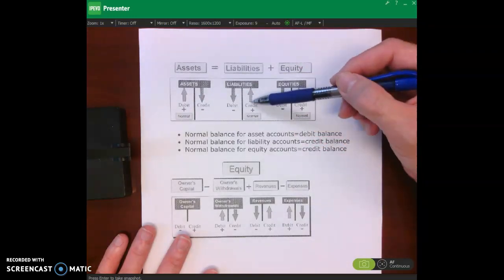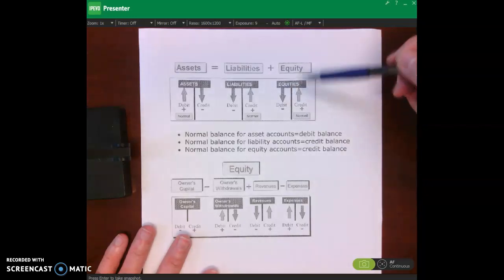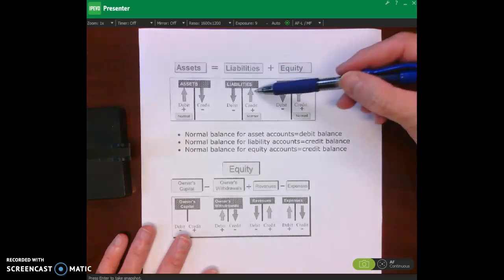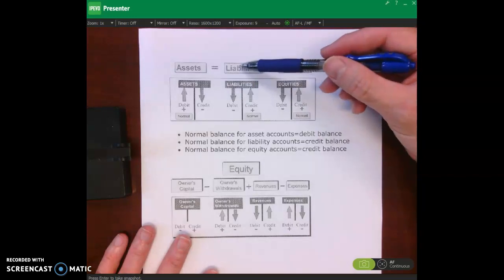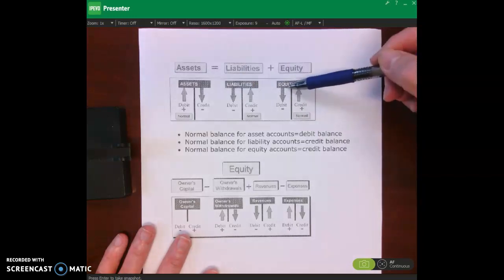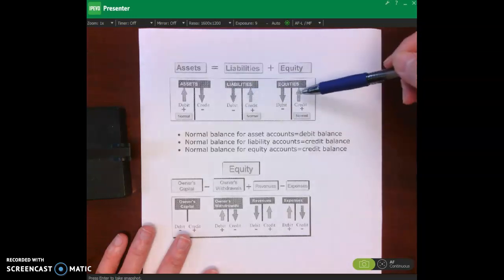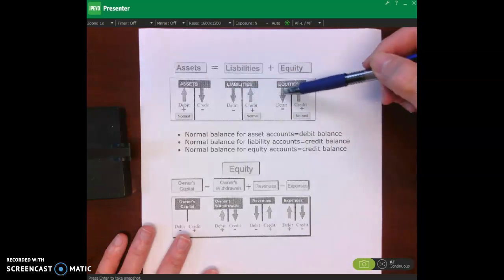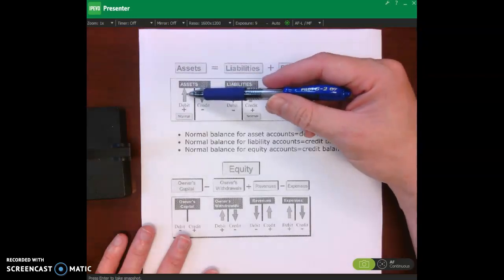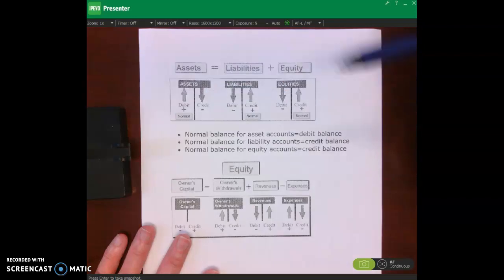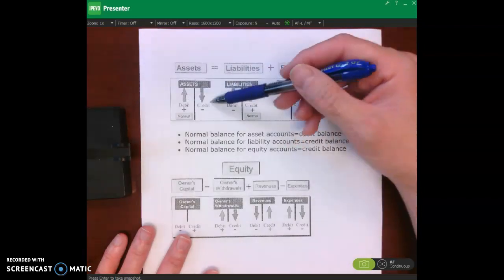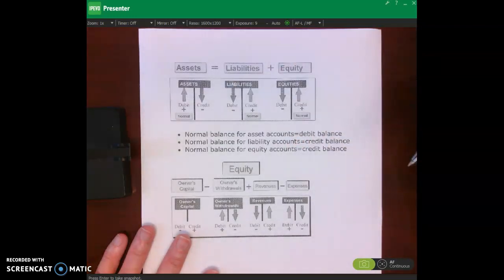The way to increase a liability or equity account, which is the right side of the accounting equation, is with the credit. The way to decrease liabilities and equity accounts is with the debit. So we increase liabilities and equity with credits. We decrease liabilities and equity with debits. We increase assets with the debit, and we decrease assets with the credit. We use debits and credits for journal entries, and we use journal entries to record transactions.